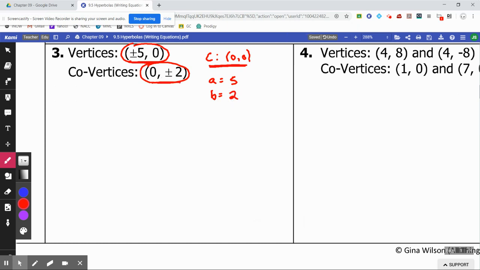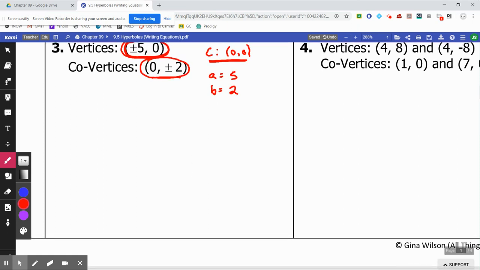Now the next thing we just need to find out is, is this a horizontal or a vertical hyperbola? Your vertices here are going to lie on that transverse axis that I was talking about. So the center is going to be at 0, 0, and 5, 0 and negative 5, 0 are to the right and to the left. So therefore, your hyperbola looks like this. So therefore, it's going to be a horizontal transverse. You can think, if your vertices are left or right of the center, then it's going to be horizontal. If your vertices are up and down from the center, then it's going to be vertical.